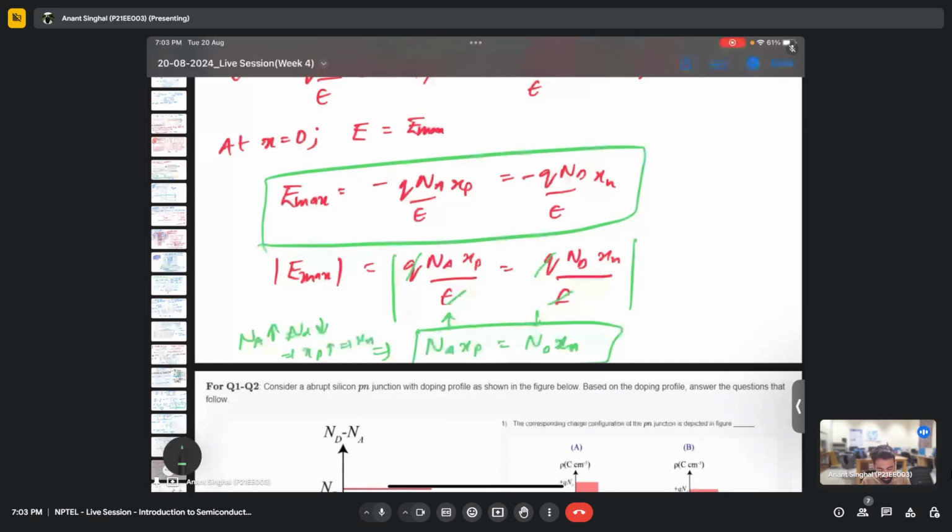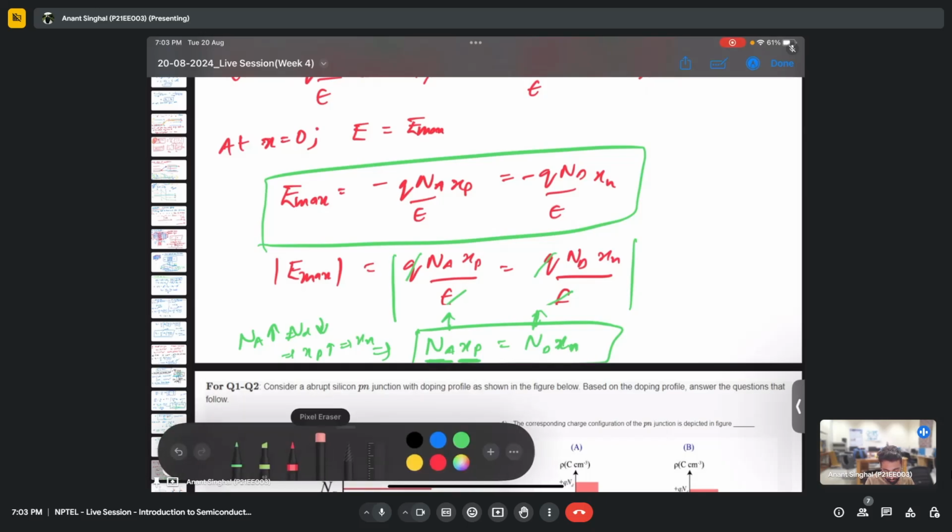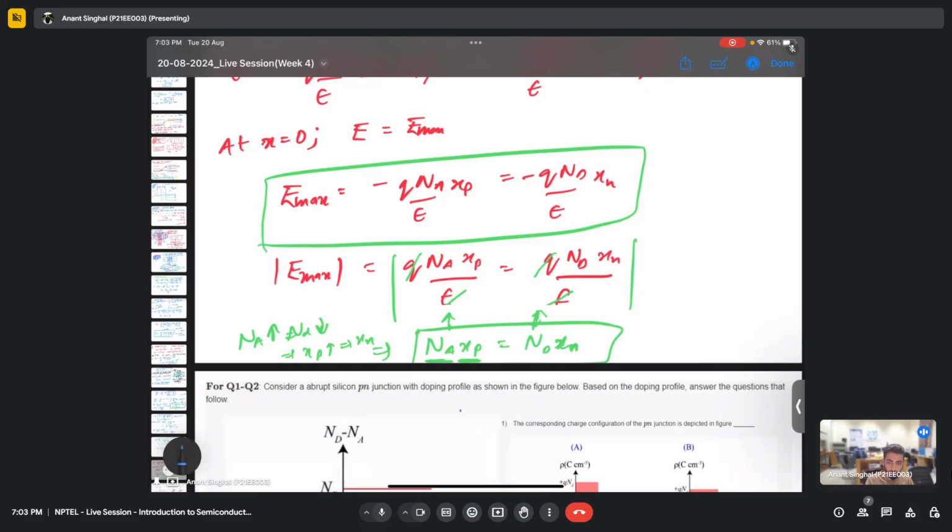Do you understand what I'm trying to say here? If I have a higher doping on the P side, I will have a smaller depletion region on the P side. Do you understand, or should I explain again? Please try to respond, guys. You can be interactive in this exercise, because this is a key concept you have to understand.